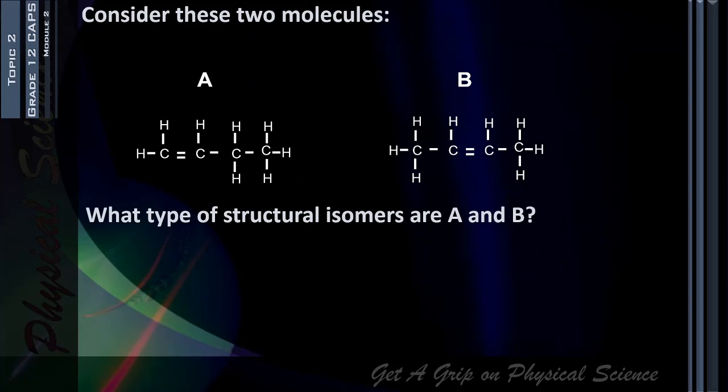Let us see what you can remember. Consider these two molecules, A and B. What type of structural isomers are A and B? So if you study A and B, you can see that the double bond immediately catches our attention. So the functional group here is the double bond that tells us that A and B are both alkenes. The chains are identical, 4 carbons, and the only difference here is the position of the functional group, the position of the double bond, that is different for A and B. So A and B are positional isomers.